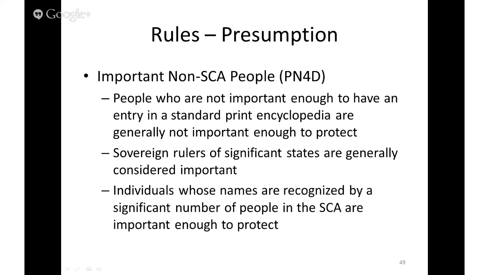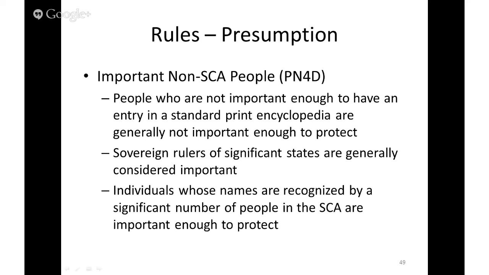One of the standards is individuals whose names are recognized by a significant number of people in the SCA. This came up recently with a reference to Anne McCaffrey's Pern books. Someone registered a name that was very indicative of that, and the question was, are those books important? Twenty or thirty years ago, probably 99% of the population of the SCA would have read those books. Today they have waned in popularity, but they're still very well known, and so that was ruled as being important enough to protect.